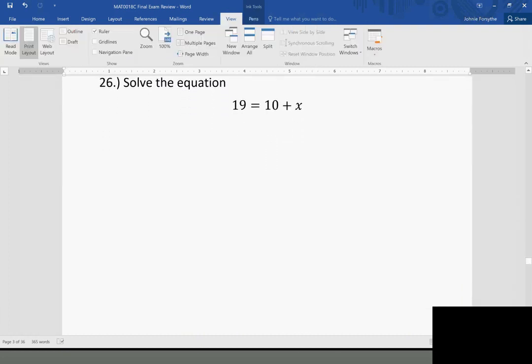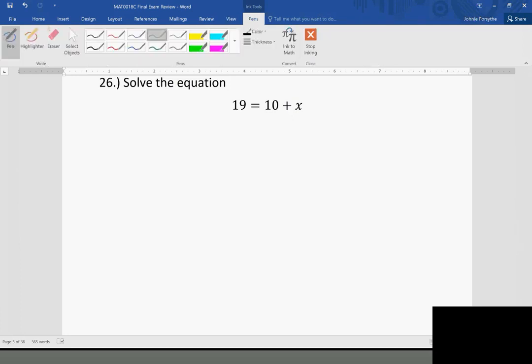26. Solve the equation. So 19 equals 10 plus x. So when you're solving an equation, the goal is to get the variable by itself on one side of the equal sign. So here's my equal sign here. So on the left-hand side of this equal sign, I have 19. On the right side, I have 10 plus x. So I want this x on the right to be by itself.